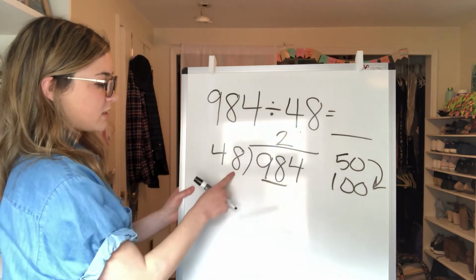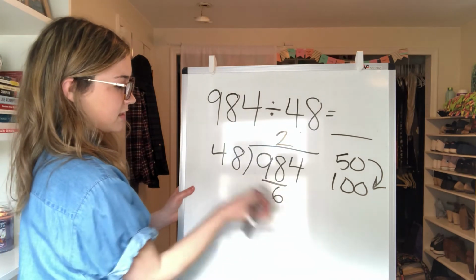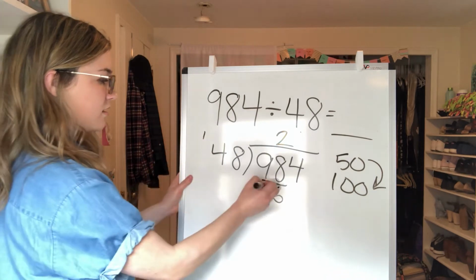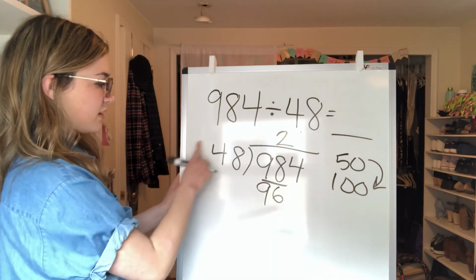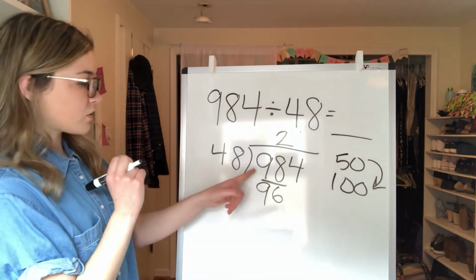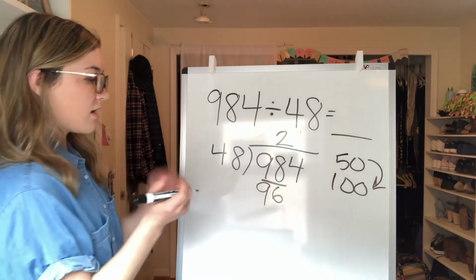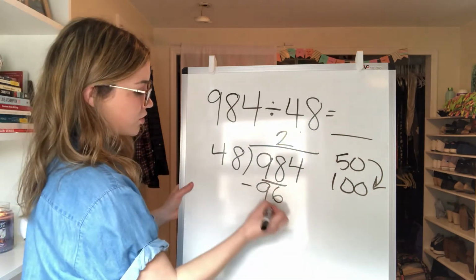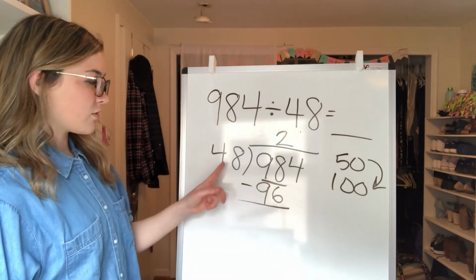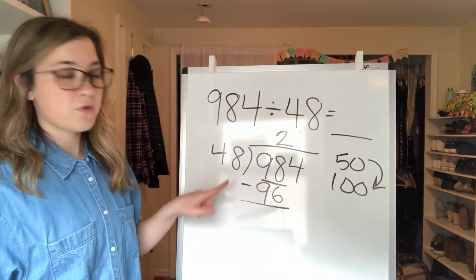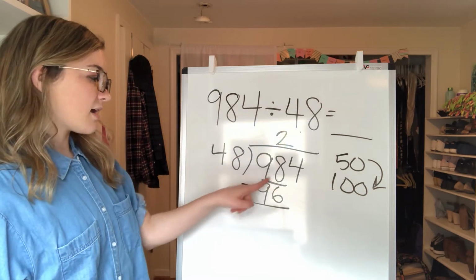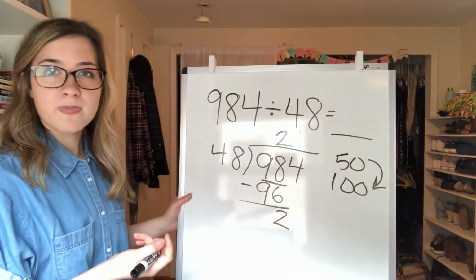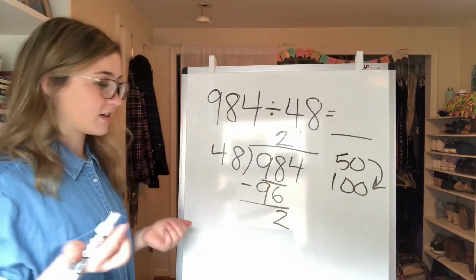Okay, so 2 times 8 is 16. So I'll write my 6 here and carry my 1. 2 times 4 is 8, plus 1 is 9. Then I'm going to just get rid of this so I don't confuse myself later. So I have 98 over 96, which 96 is smaller than 98, so I'm good. So I'm going to subtract, and as long as I don't get a number that's equal to 48 or bigger than 48, then 2 is the right guess. 98 minus 96 is 2, which is way smaller than 48, so 2 is the perfect guess.